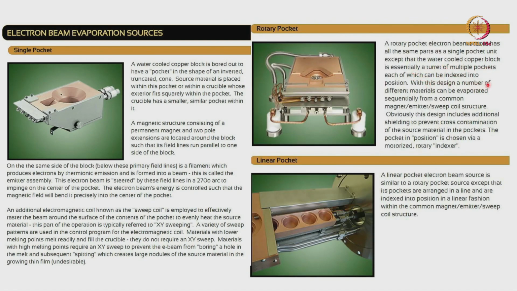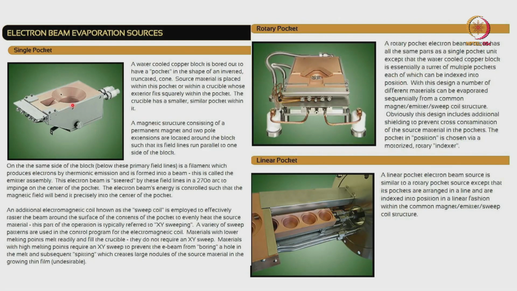With this design, a number of different materials can be evaporated sequentially from a common magnet, emitter or sweep coil. Obviously this design includes additional shielding to prevent cross contamination. The pocket in position is chosen via a motorized rotary indexer, right. So generally when we go for e-beam, you will see that most e-beams have the rotary pocket because of the advantages given here.